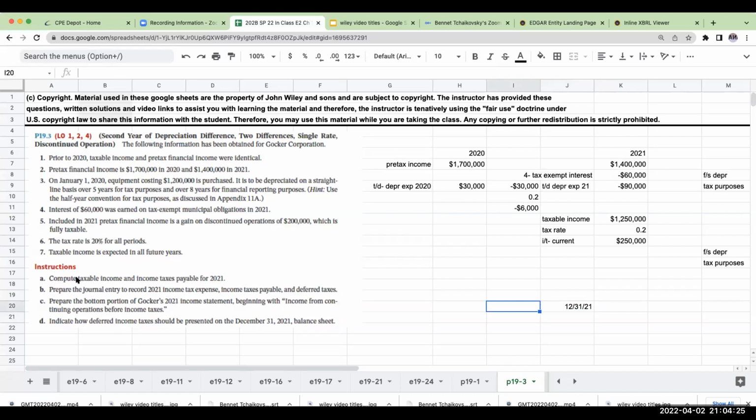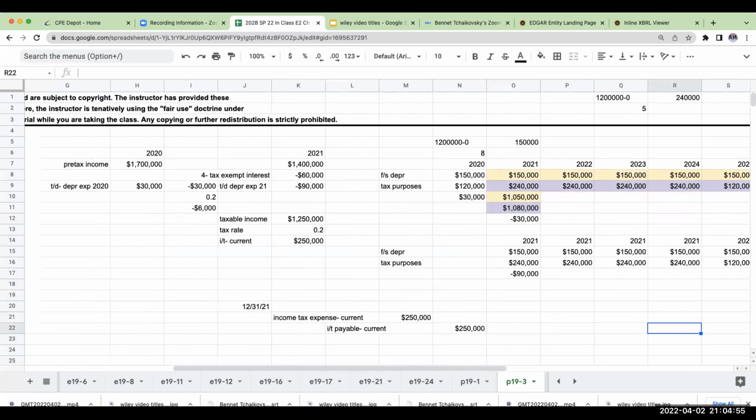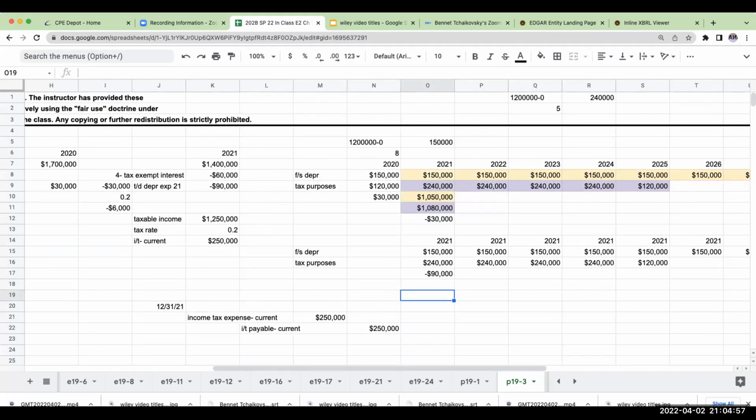So we're going to say 12/31/21, because what I'm being asked to do is compute taxable income and income taxes payable for 2021. And this is what it is right over here. So I'm going to have my income tax expense current, which is going to be 250,000. I'm going to have income taxes payable current of $250,000.